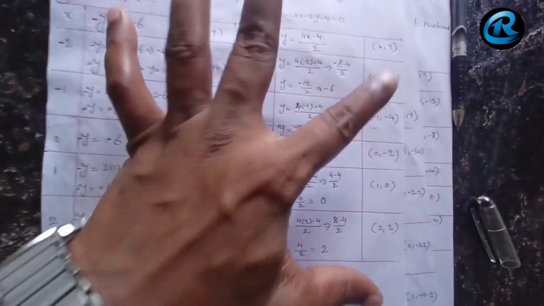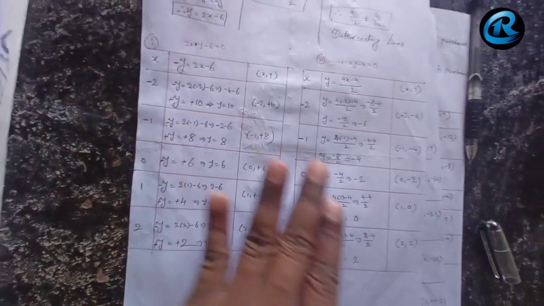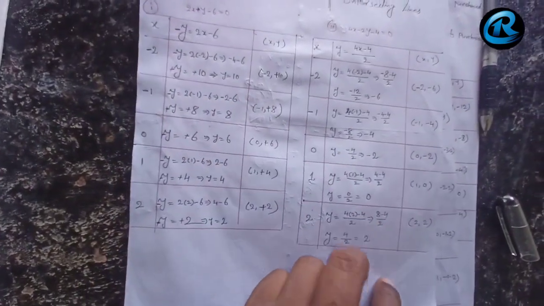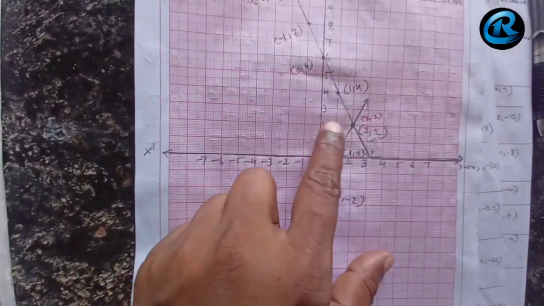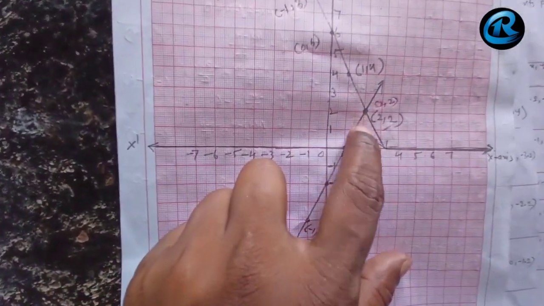So these 5 points of equation number 1 and these 5 points of equation number 2, just plot these points on the graph. Definitely they will get intersecting lines. Where are they going to intersect here?